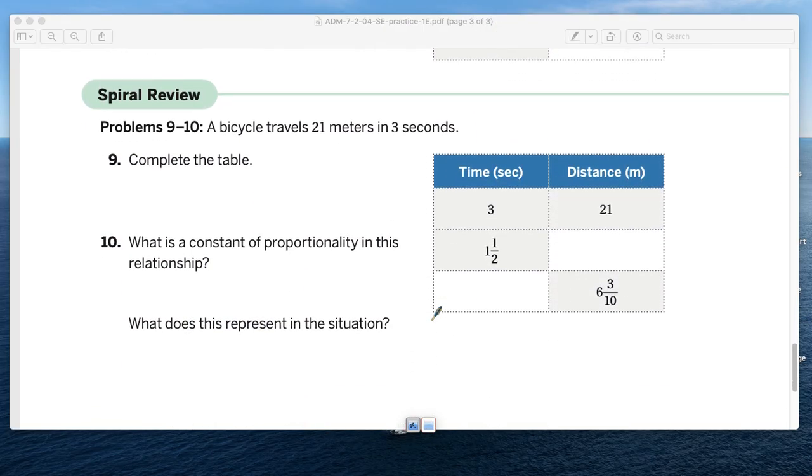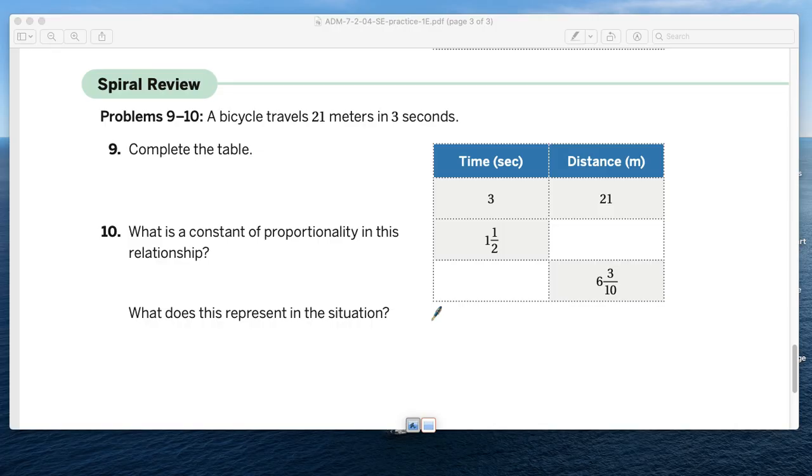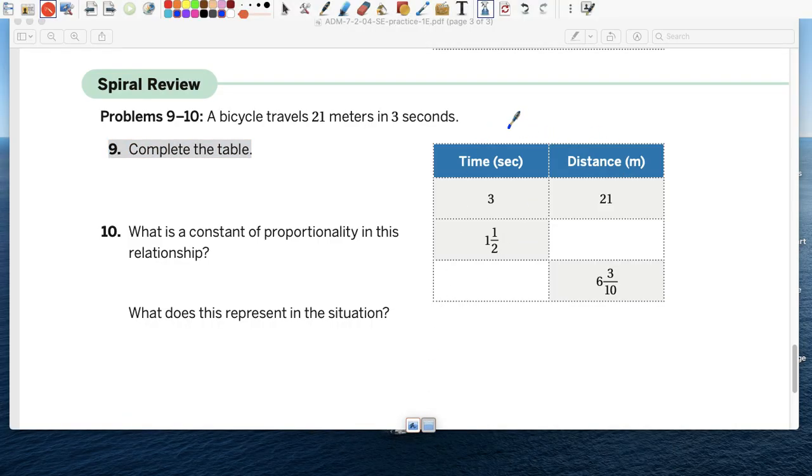A bicycle travels 21 meters in 3 seconds. So we have a little bit more. Again, how do I find our beloved constant of proportionality? What is it? Times what? I can only look here because I have both the time and the distance. This one I'm missing here and I'm missing here, so I can't use those two because I'm missing another number to find the relationship. But here I do: 3 and 21.